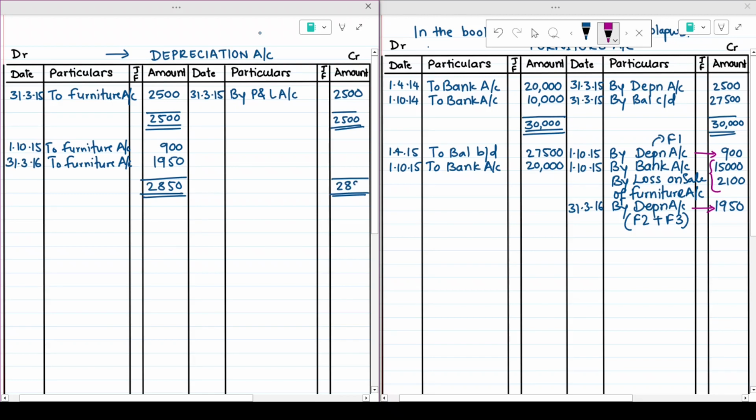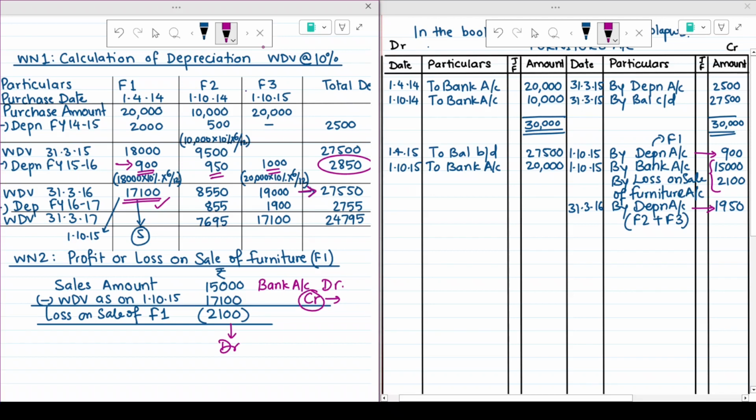2,850, 2,850, and at the year end we will transfer the balance of depreciation account to P&L account. So by P&L account to depreciation account will be the entry 2850. Depreciation account will be credited and the amount is transferred to profit and loss account. This amount 2850 matches with our working 2850. With this, the posting of second year is done.